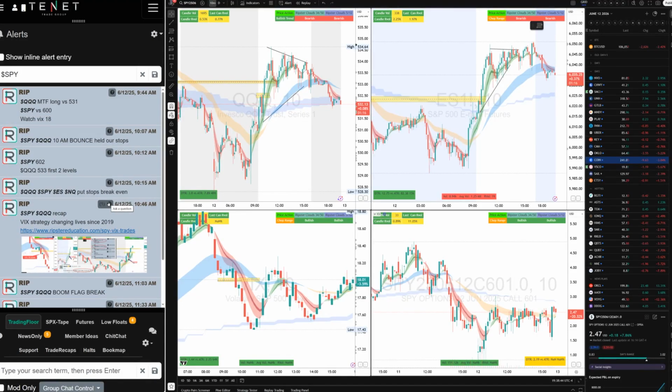Individual names were not doing much, but SPY QQQ, or you trade leverage ETF, SPXL, QID, those did provide some good trades to the traders.